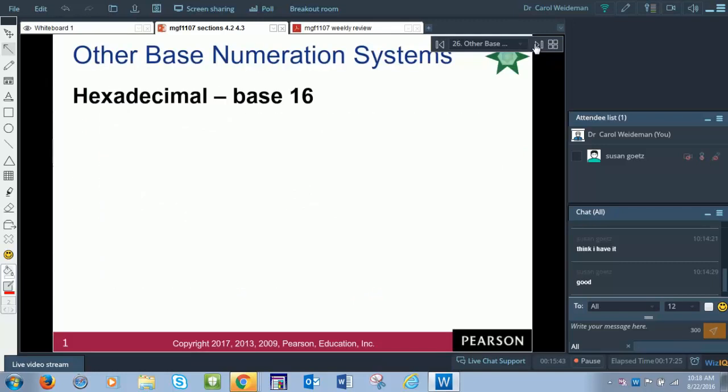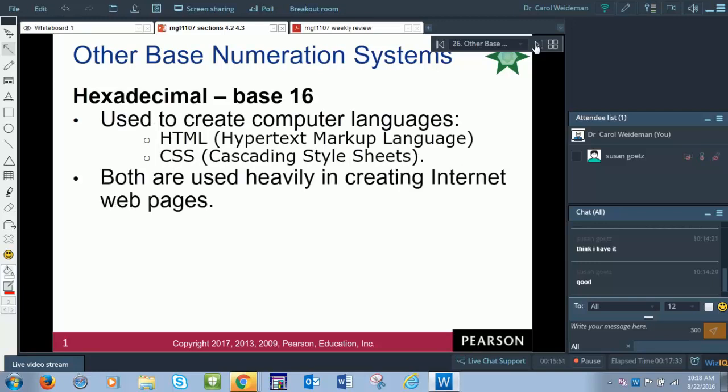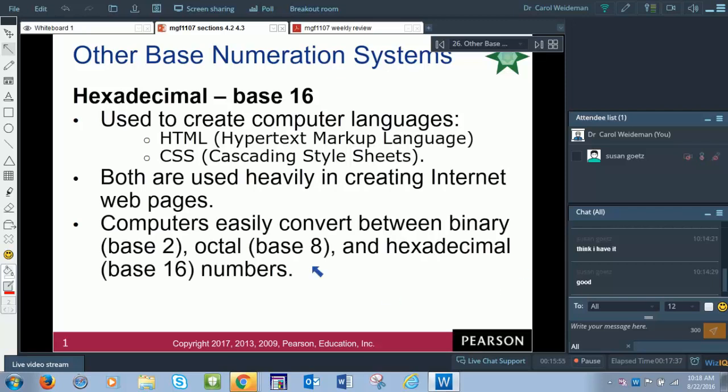The other base that computer systems use is 16. This is used to create computer languages like HTML and CSS, and both of those are used heavily in creating internet web pages. And computers can easily convert between the 2, the 8, and the 16.